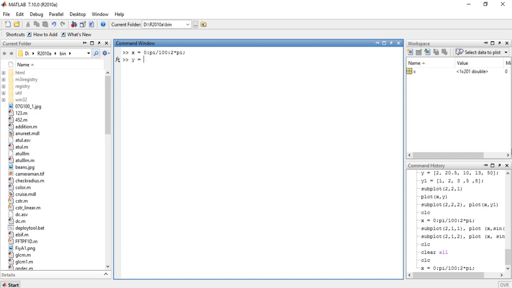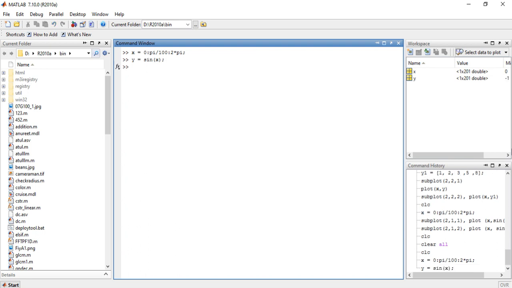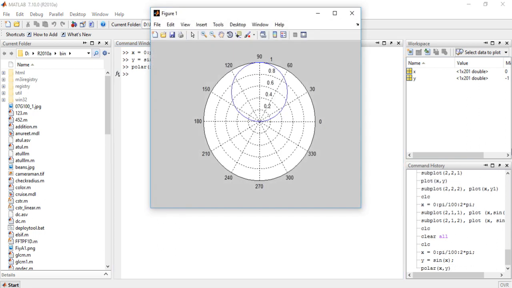Y vector having values sine of x. We are going to plot a polar plot. For that we are using the command polar(x, y). This will generate a polar plot. We can also add a title in the usual way, which we have discussed in our previous lectures. So this is how you can plot a polar plot.